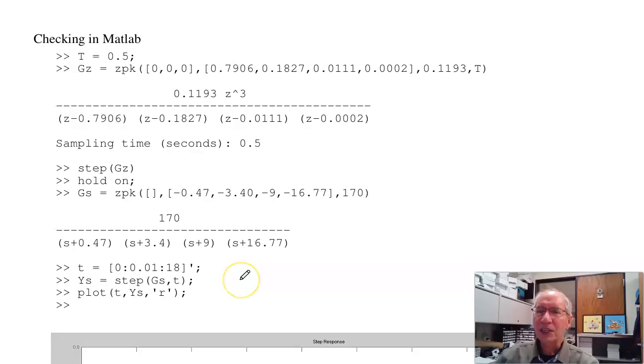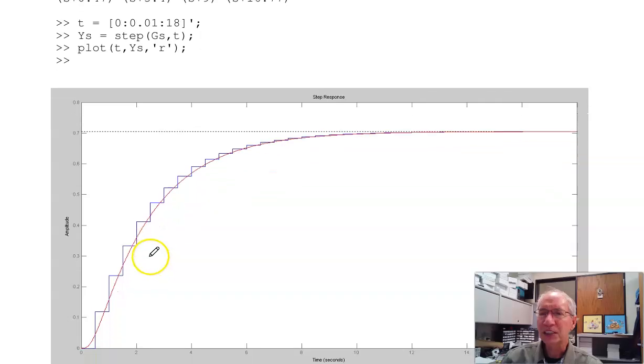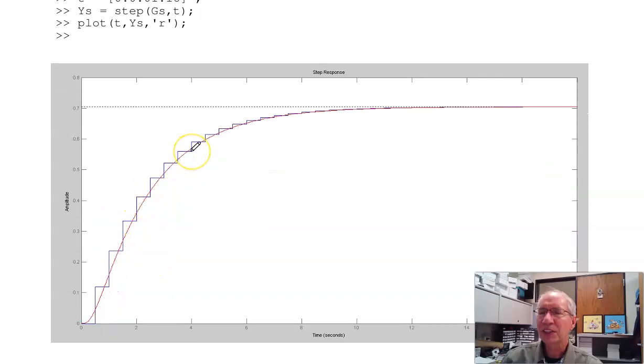To check your answer, let's take the step response. If the two systems are the same, they have the same step response. So here's g of z. Take the step response of g of z, find the step response of g of s, plot the two on the same graph, and here's what you get. G of z is in blue, g of s is in red, and if you notice, the blue line is a little bit too far to the left.